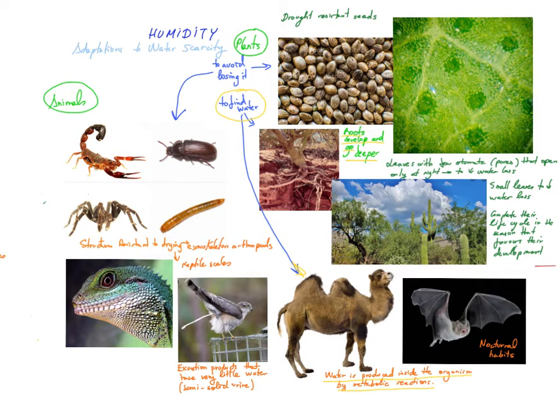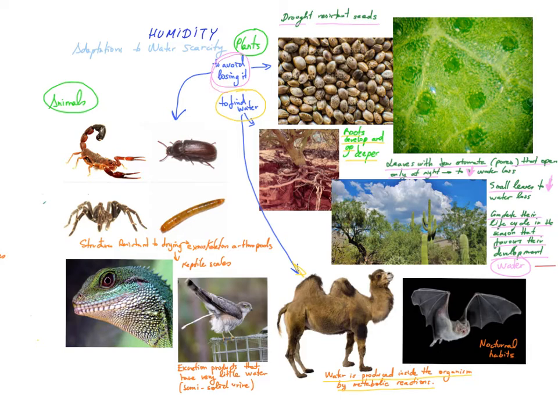To avoid losing water, we find in plants, for example, drought-resistant seeds, or leaves with few stomata, pores that open only at night to reduce water loss. The same with small leaves. Small leaves reduce water loss. And completing their life cycle in the season that favors their development, so that means when there is water.